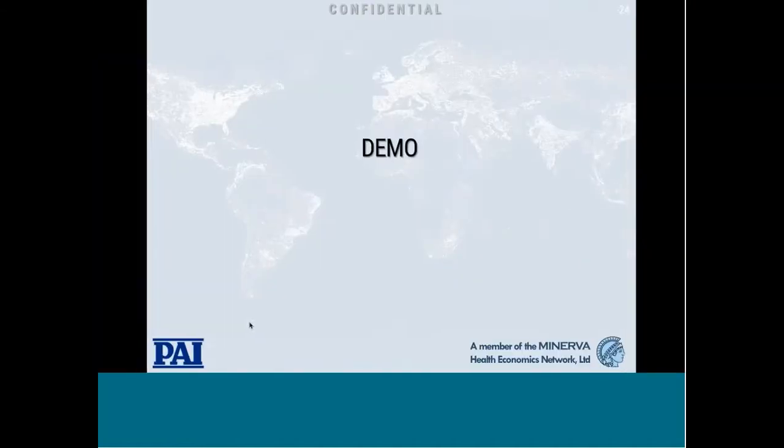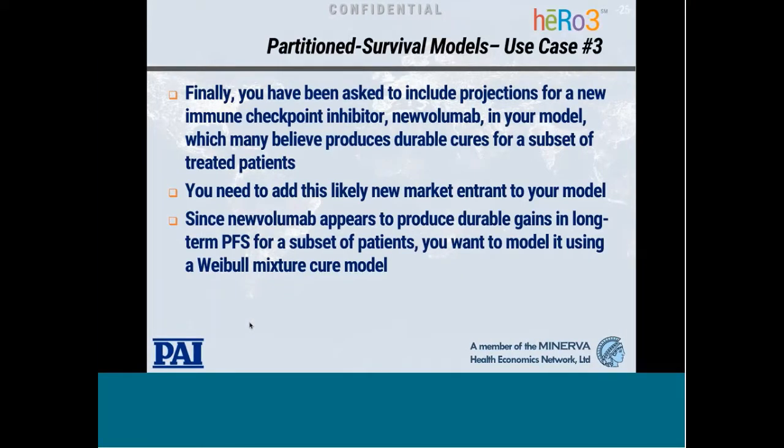So there's one more step that we're going to go through just to show off how to use this platform in a sort of realistic case. So our use case number 3 is now we have a new drug entering the market. Now, previously we've been comparing against best supportive care, but of course we can just as easily compare against a competitor drug, and that's what we're going to do here. So we're introducing nivolumab, a new entrant into the market, which is an immune checkpoint inhibitor. And many people believe nivolumab can produce durable cures for some subset of the patients, both for PFS and for OS. And so we need to add this new market entrant into our model.